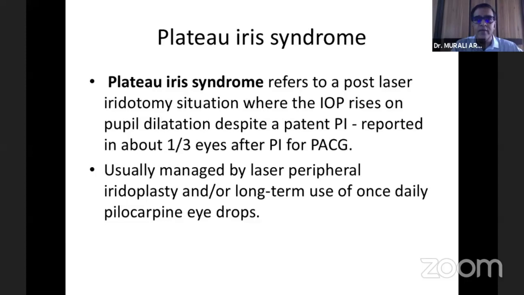After you do a PI in a plateau iris configuration, it is called plateau iris syndrome, in which, despite a patent PI, the IOP actually increases on pupillary dilatation. This has been described in roughly a third of eyes after primary angle closure YAG PIs. Plateau iris syndrome is generally managed by some of us with once or twice a day pilocarpine eye drops in the long term to keep the pupil miotic. Others would think of laser peripheral iridoplasty, depending on experience and understanding of plateau iris syndrome. But plateau iris syndrome patients cannot be dilated even after YAG PI.